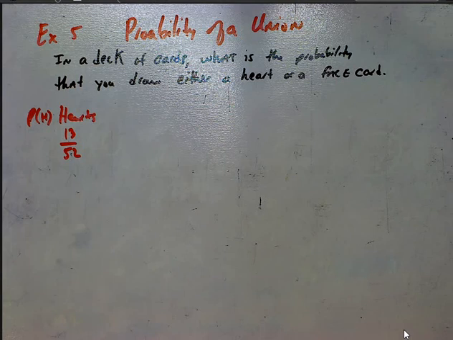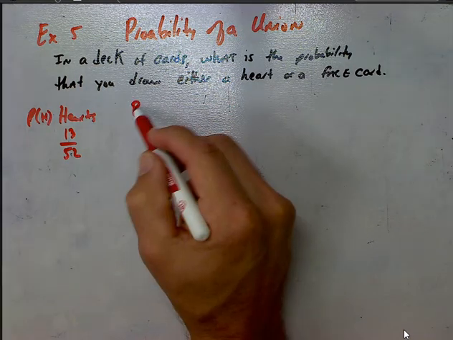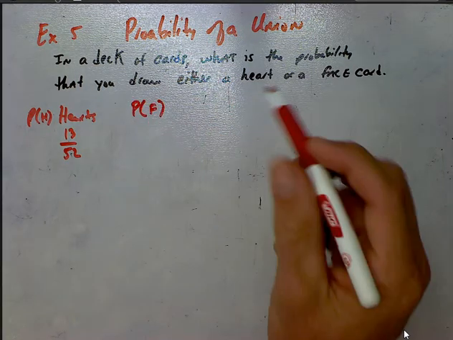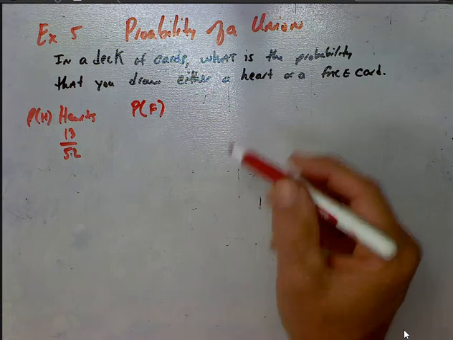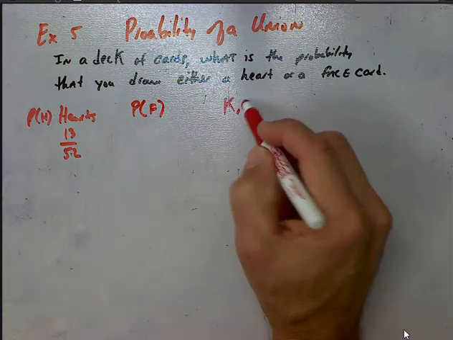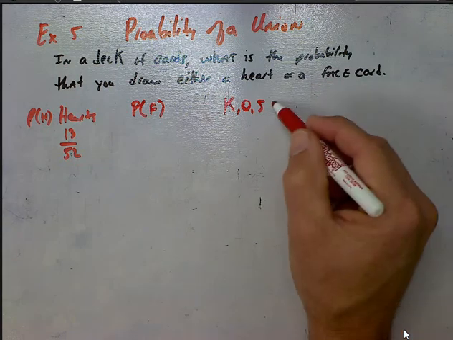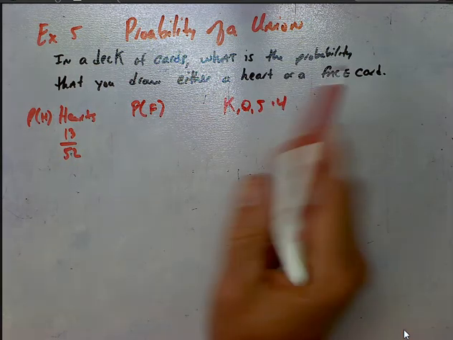For a face card, probability of a face card, face cards would include kings, queens, and jacks, and there's 4 of each one, so that'd be 3 times 4, 12 out of 52.